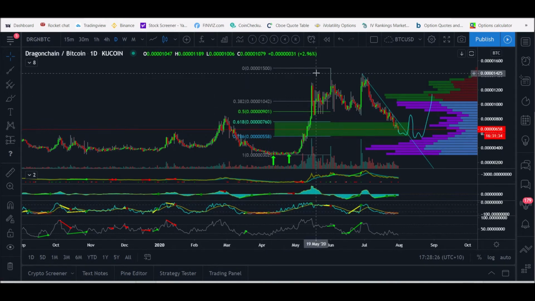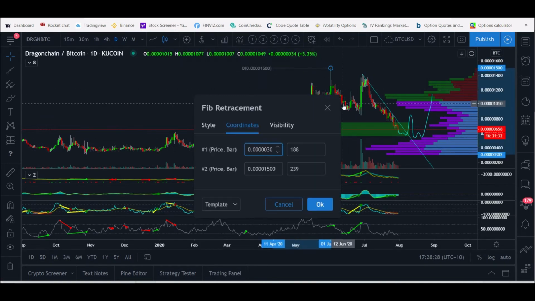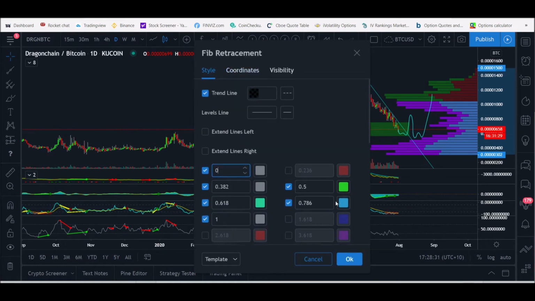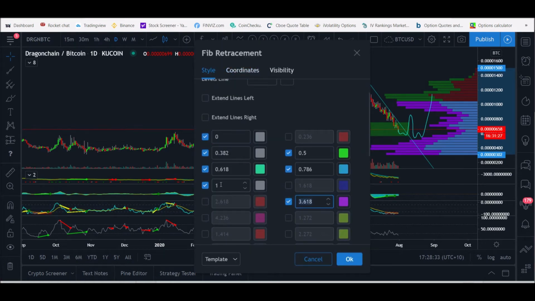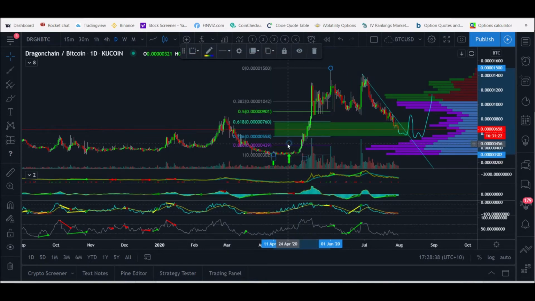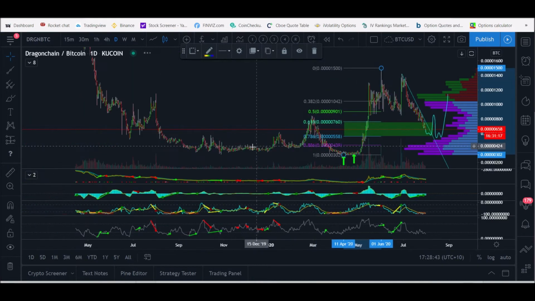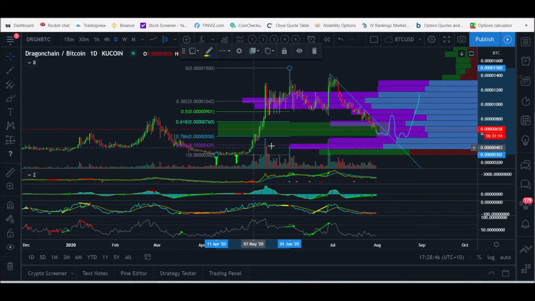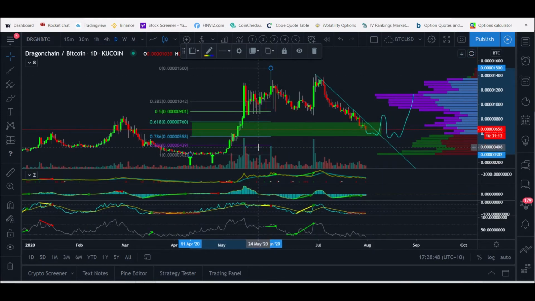I wouldn't actually mind throwing in an 88.6 fib. So if we do a 0.886, you can see this 886 fib right here lines up with previous market structure, this market bottom here. So that's actually not a bad idea if price does continue lower. But internally it's showing me some bullish signs: bullish in histogram, bullish in Williams percentage R, bullish in RSI.